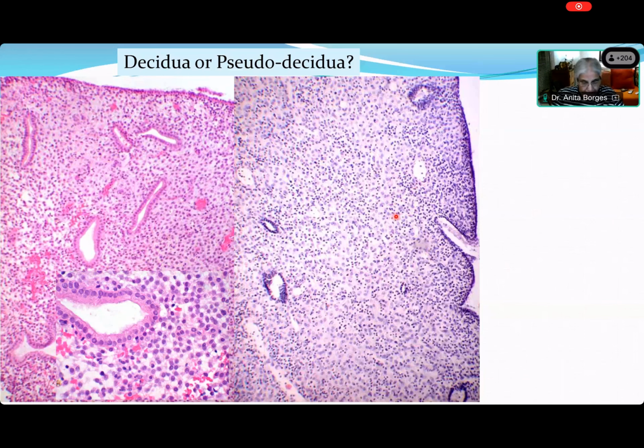All right. Sheetal, you want to take a guess? Sheetal is not there. Okay, Simi? Yes, ma'am. The left-hand side is decidua, and the right-hand side is probably pseudo-decidua. Why? There's a difference in the number of glands in both these sections. Oh, because there's a difference in the number of glands. Okay. Yeah. Stroma is also edematous.